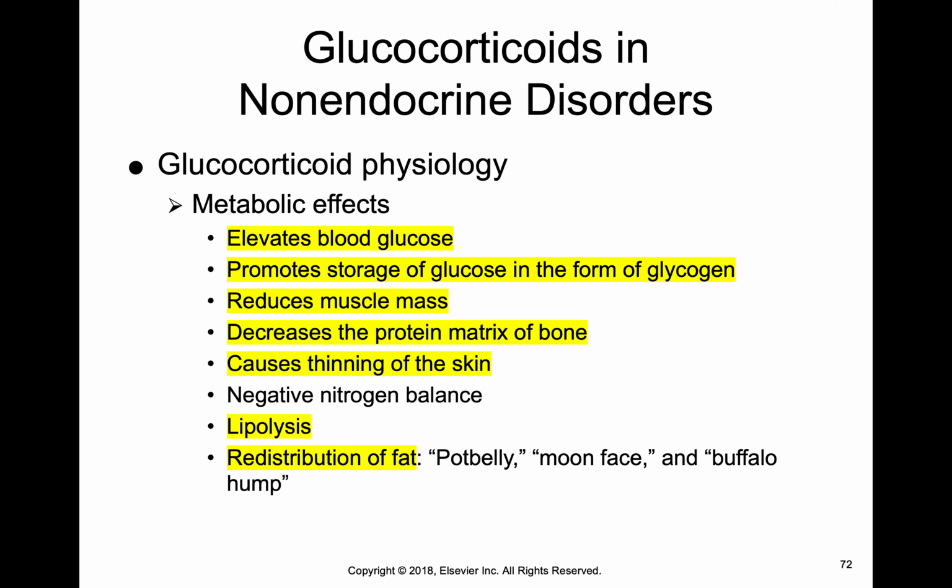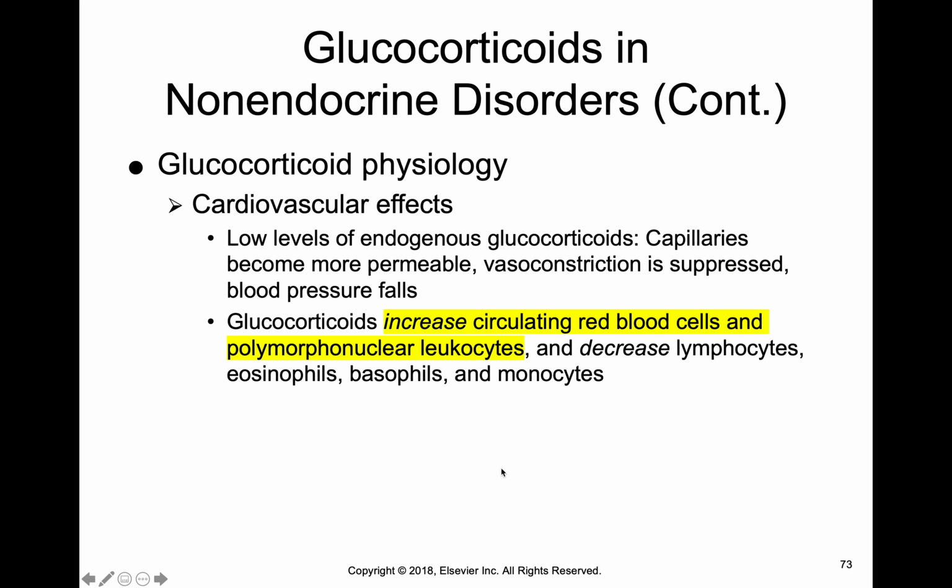Very long-term anyway, it can cause a reduction in muscle mass. They can cause osteoporosis, again, long-term. Skin striations and thinning, long-term. Lipolysis, long-term. And then you get this redistribution of fat. Patients will have a pot belly or a moon face or a buffalo hump. And pretty much all of these are more long-term, except for the blood glucose effect, which you do tend to see quite rapidly.